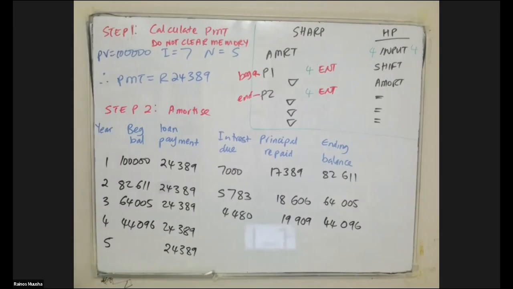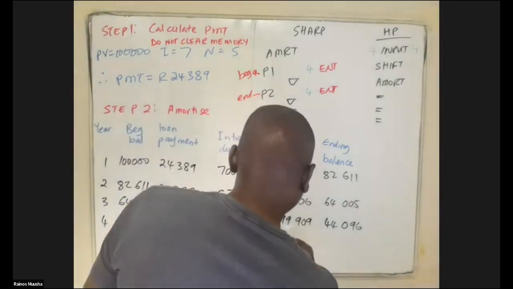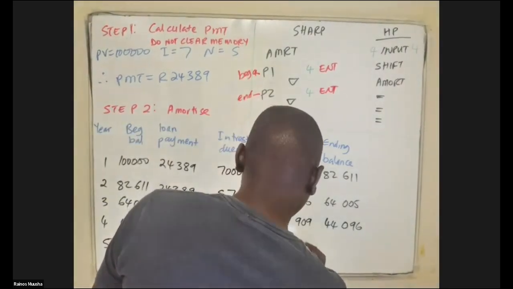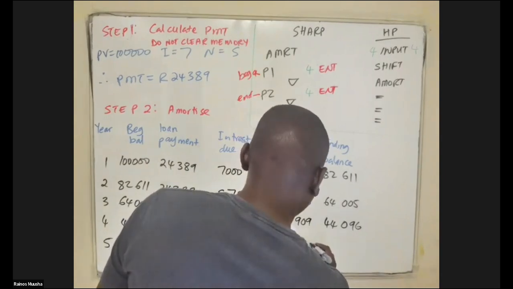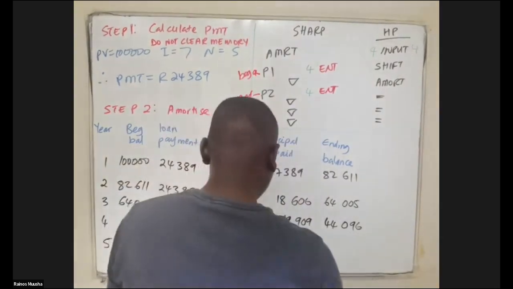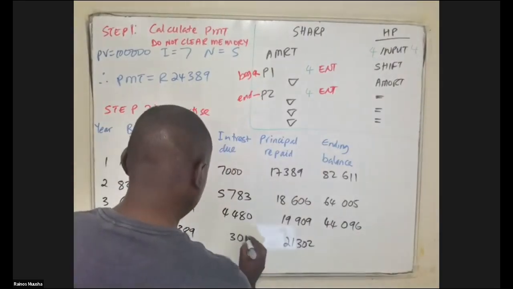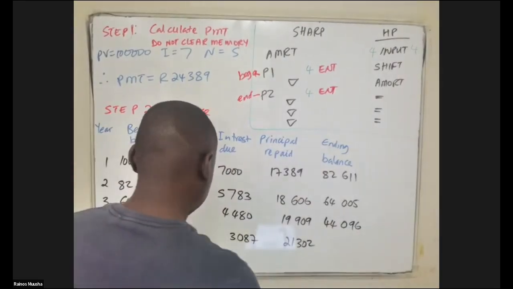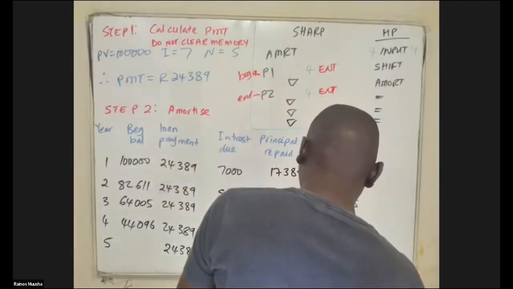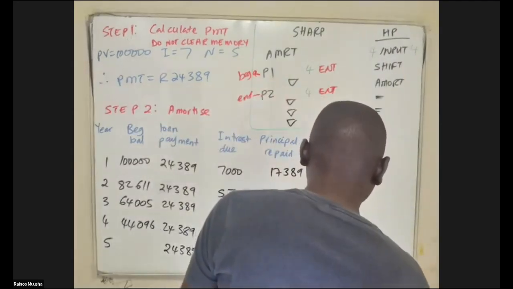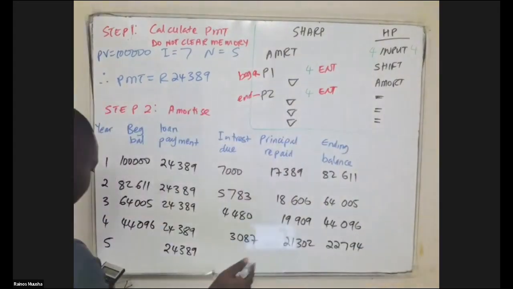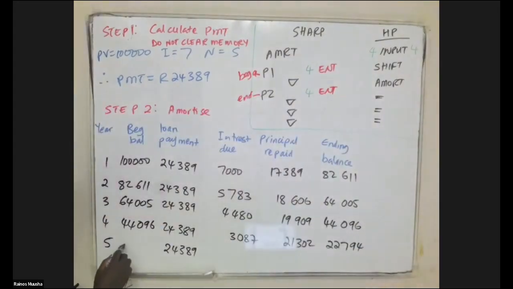So you should be able to get figures of the principal amount for year 4 should be 21,302. And your interest should be 3,087. Your balance should be 22,794. And the closing balance then, you'll be opening your balance for year 5, which is 22,794. Are we on the same page?